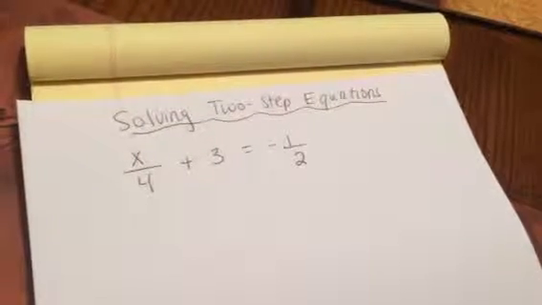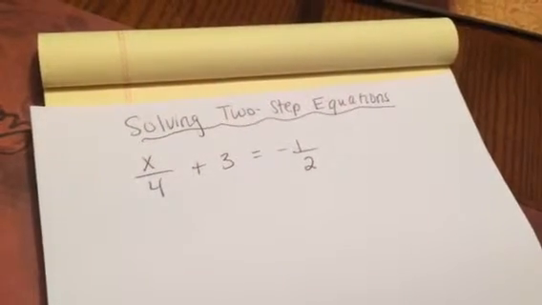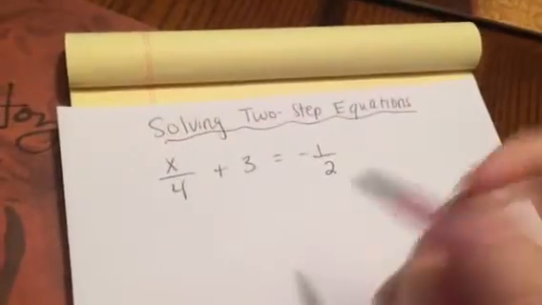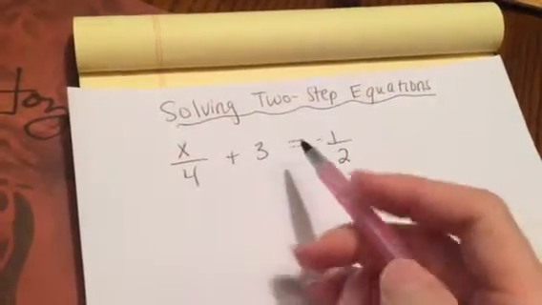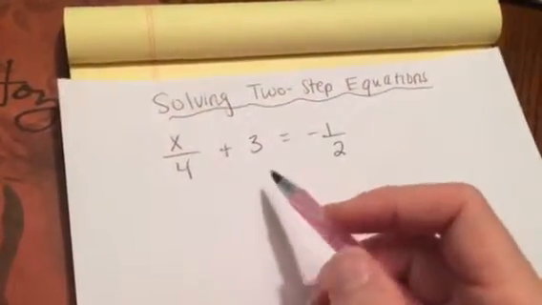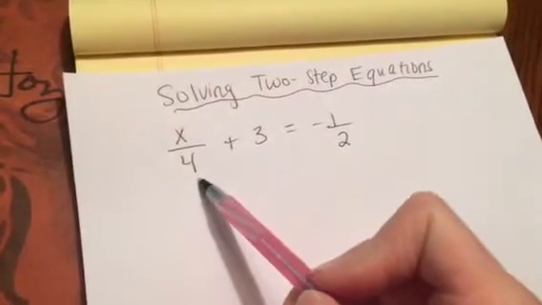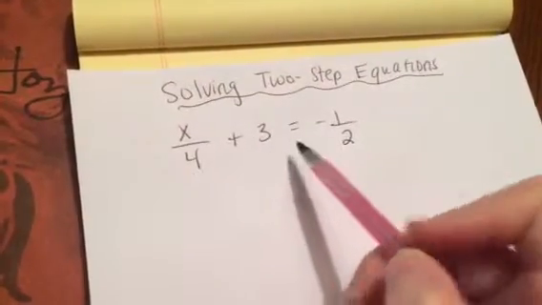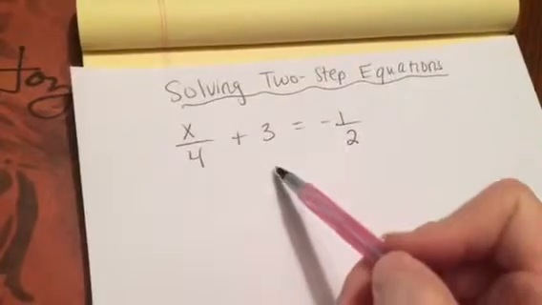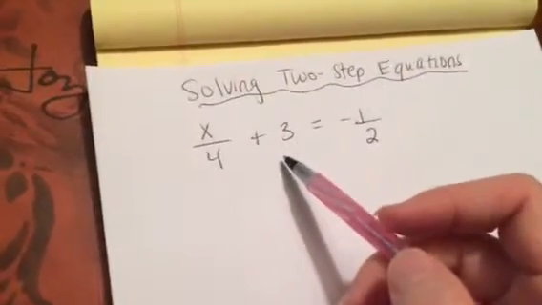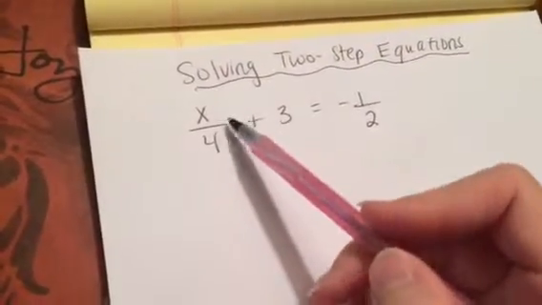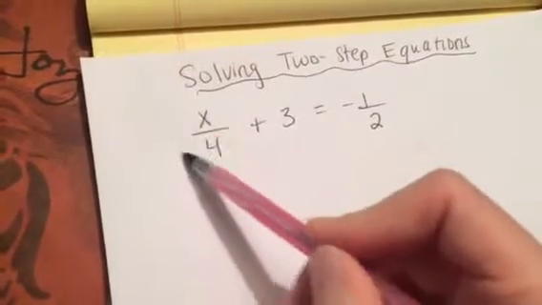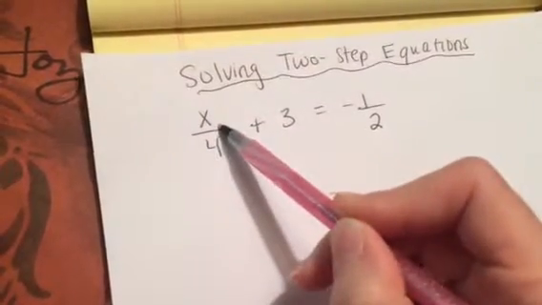Okay, so today we're going to be looking at solving two-step equations. Two steps meaning it takes two operations to solve it. All right, we have x over 4 plus 3 equals negative 1/2. To solve an equation, we have to get the term with the x, we have to get the x by itself.